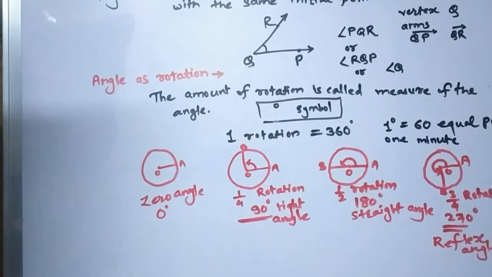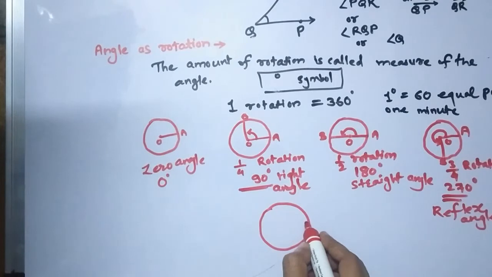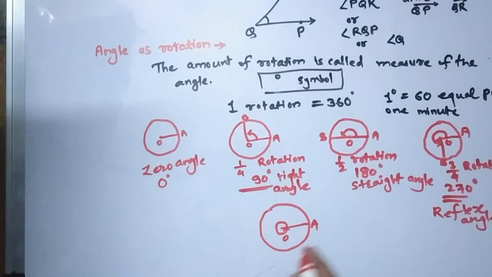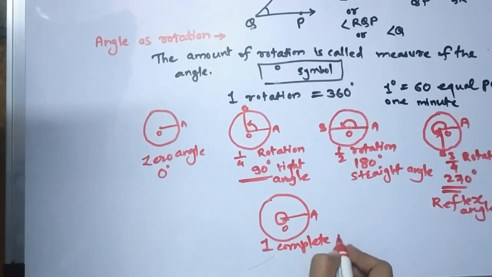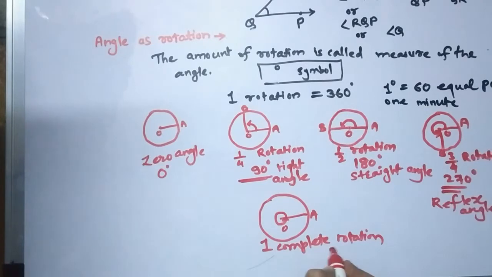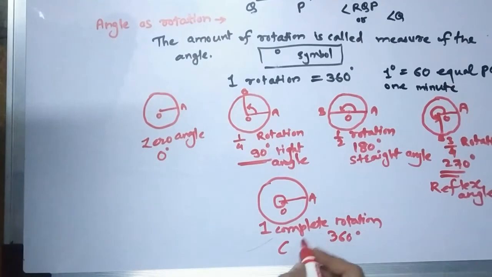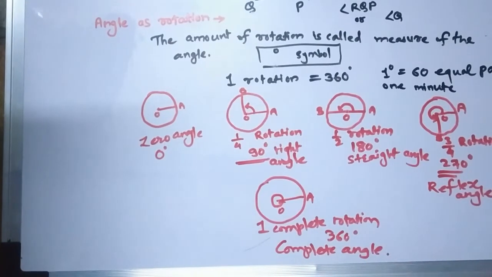And now finally you will come to one complete rotation. So this is one complete rotation. I'll draw here. So one complete rotation is of what? That is a complete 360 degree. You can say it is 360 degree, or you can say 360 degree is a complete angle. So these all are about angle as rotation.